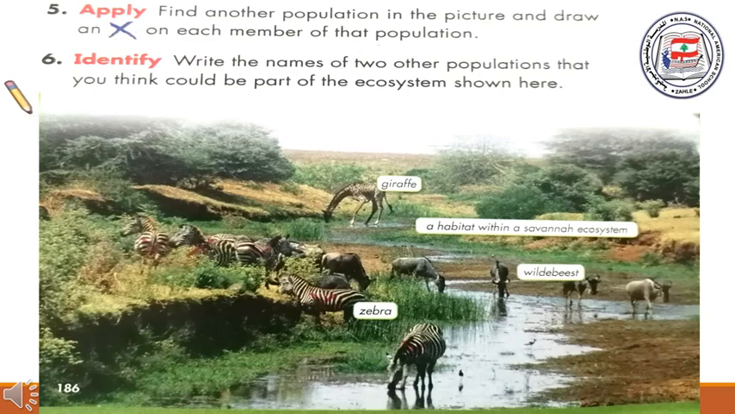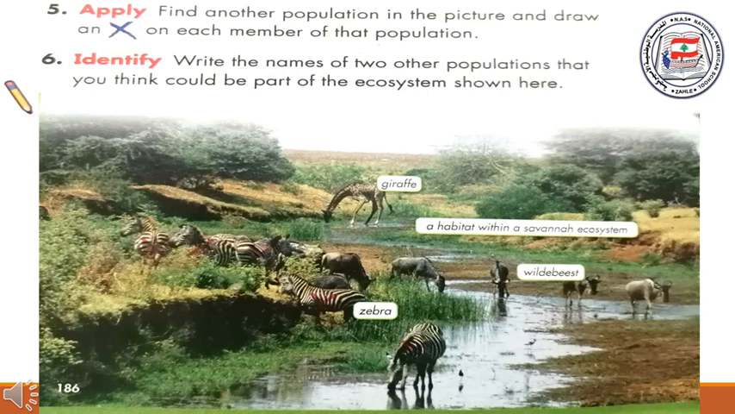Let's now find another population in the picture and draw an X on each member of that population. I want you, please, to hold your pencils and draw an X on another population in the picture. Yes, you can see a population of zebra. So let's put an X on each member of this population. You can find about 5 zebras.